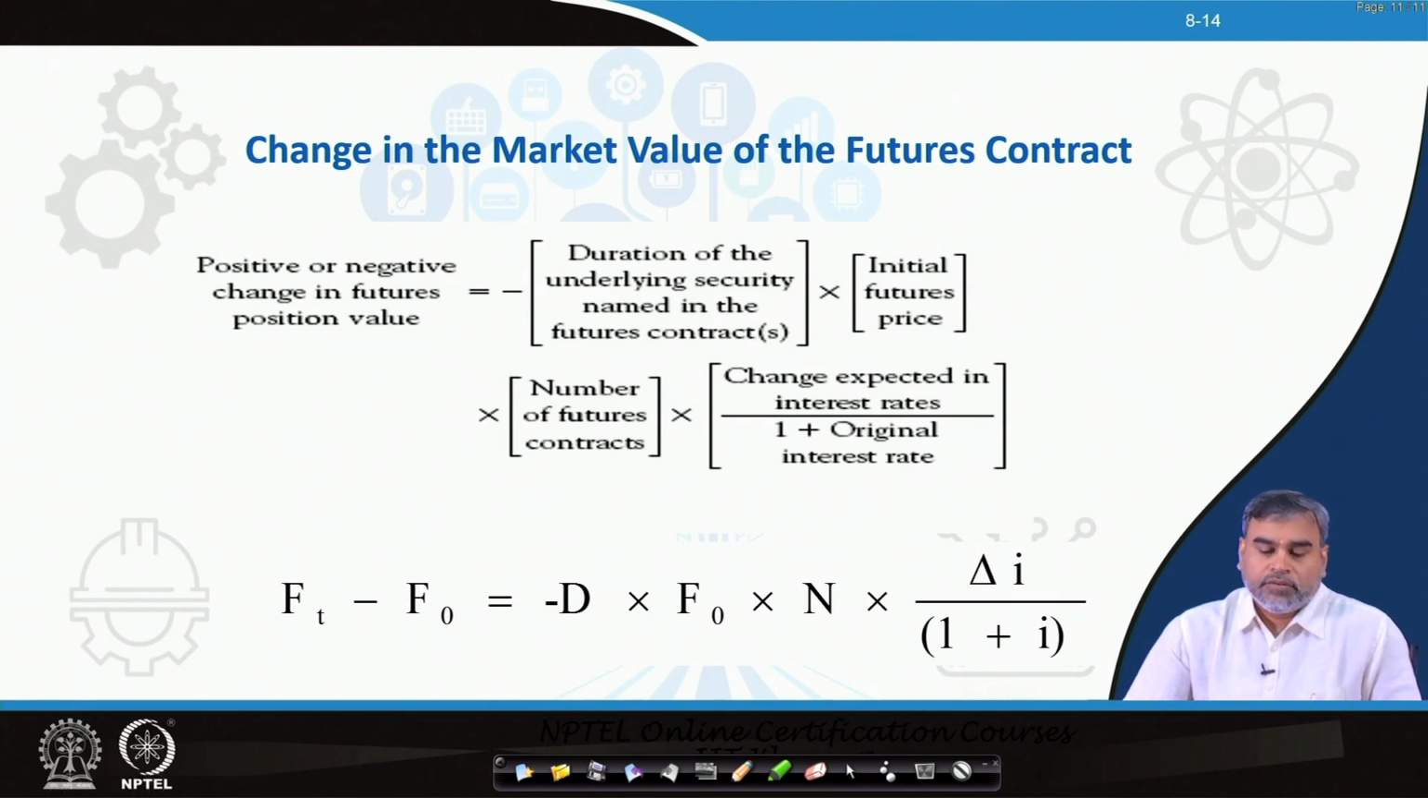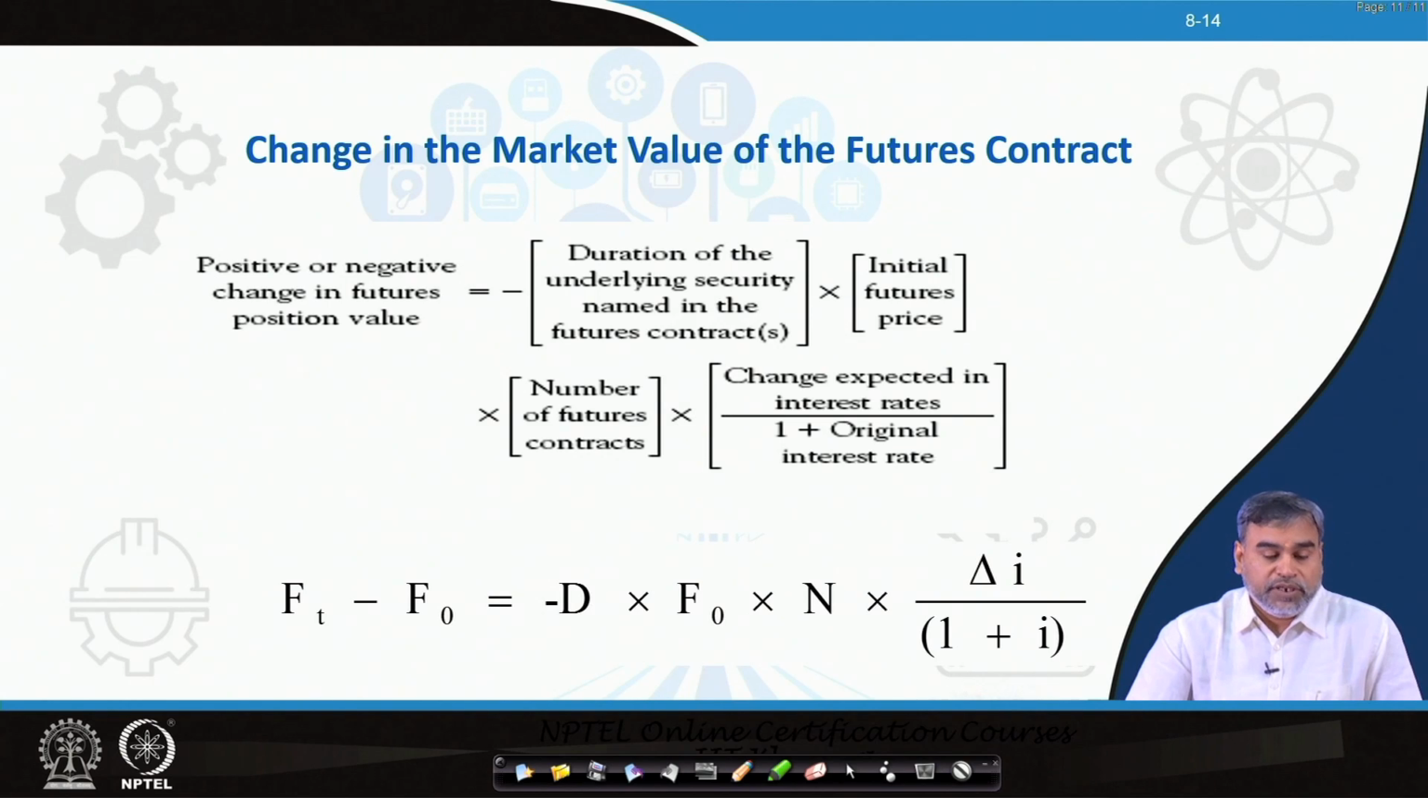So, if you want to calculate the positive or negative change in the value of the futures position, it is nothing but minus the duration of the underlying security named in the future contract, multiplied by the initial future price, multiplied by the number of future contracts, multiplied by the change expected in the interest rate, divided by 1 plus the original interest rate.